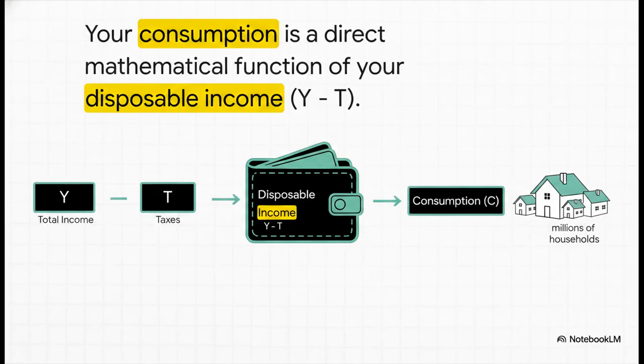And this elegant little equation just formalizes what we just saw. Your consumption, C, is a direct function of Y minus T. Y is your total income, and T is the taxes you pay. So Y minus T is simply your disposable income, the actual cash in your wallet that you have the power to go out and spend. The real beauty of macroeconomics is how it takes your personal, individual wallet and scales it up to represent millions of households simultaneously. It's wild when you think about it.